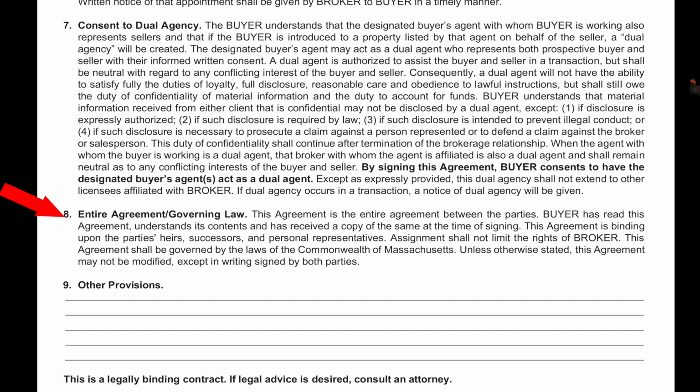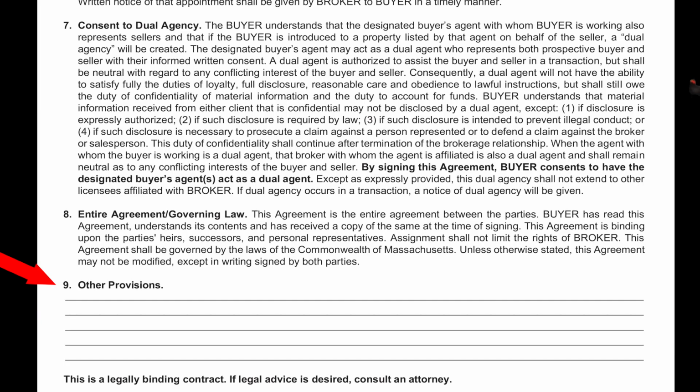So number 8 just gets into finalizing the agreement, stating that, hey, this is a legally binding document. Make sure that you fully understand it before you sign it, because once you do, we're both committed to this agreement. So number 9 is additional provisions. If there's any additional provisions, you would add it here.